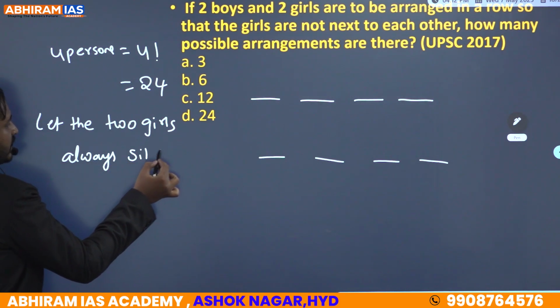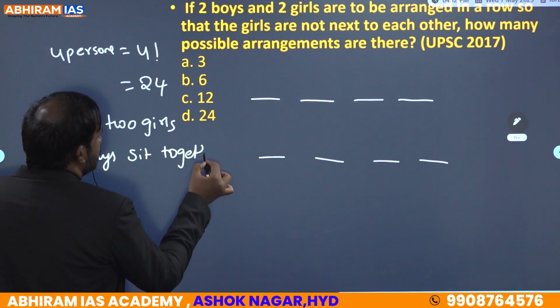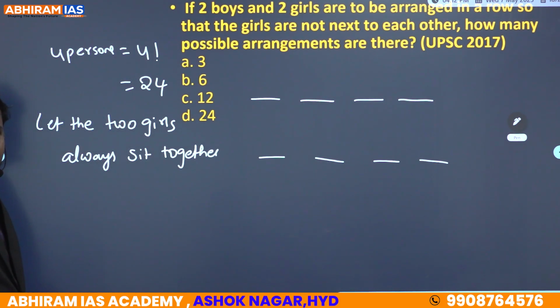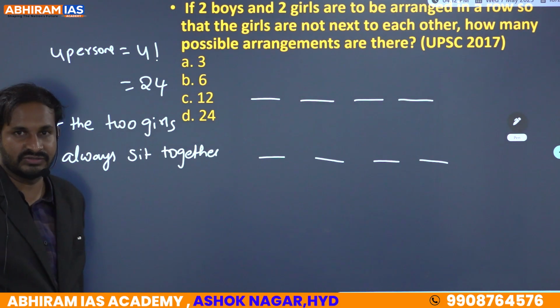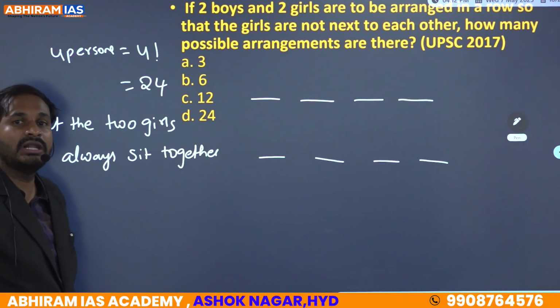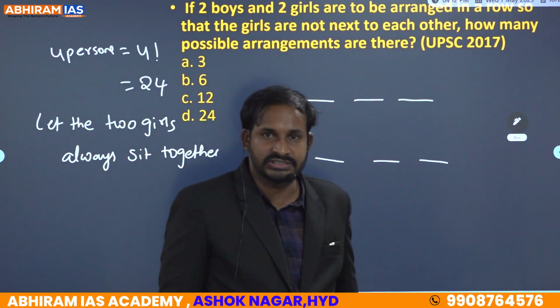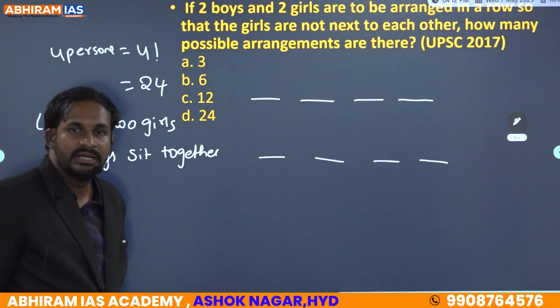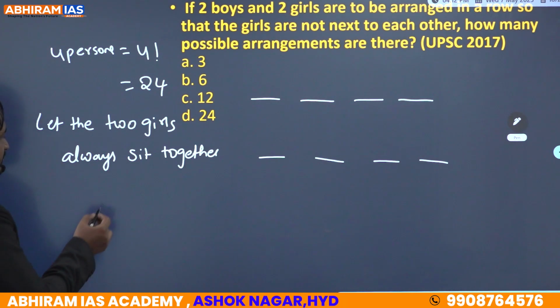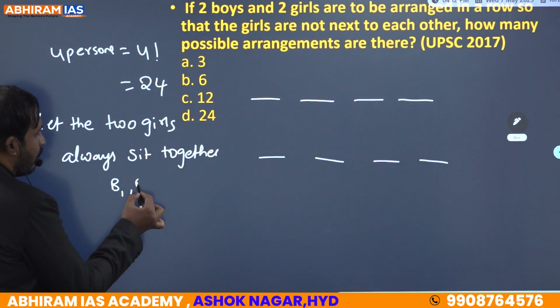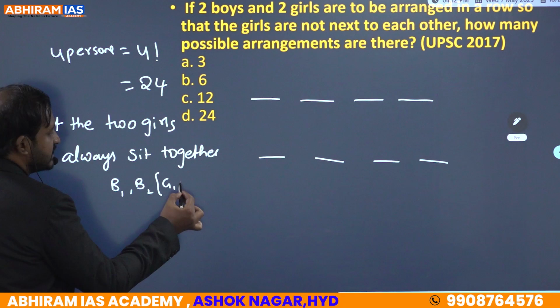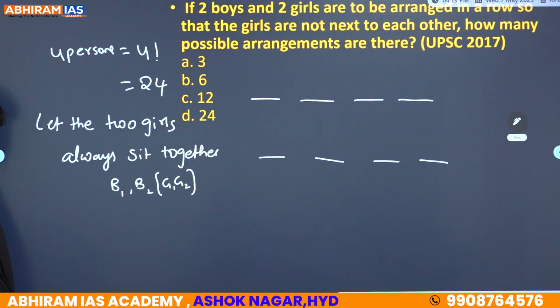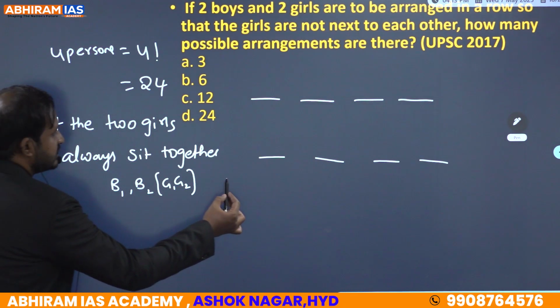Always sit together. While discussing the permutations and combination concept, we came across this one, students. If all the vowels come together, all the consonants come together, how do we solve those questions? By taking them as a group. Here also the similar one: boy 1, boy 2, and I will consider girls as a single group or single person. So in how many ways can I arrange them?